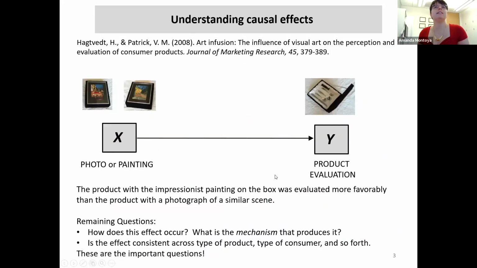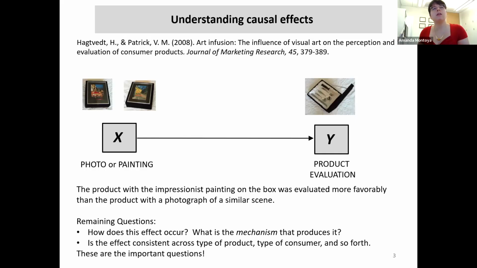So the basic idea here is that we're interested in the role that the packaging plays in the product evaluation. Here on the left is our explanatory variable or the manipulation in the study, whether it's a photo or a painting. And then we're interested in how that predicts the product evaluation of the silverware. The product with the painting on the box was evaluated more favorably than the product with the photograph.